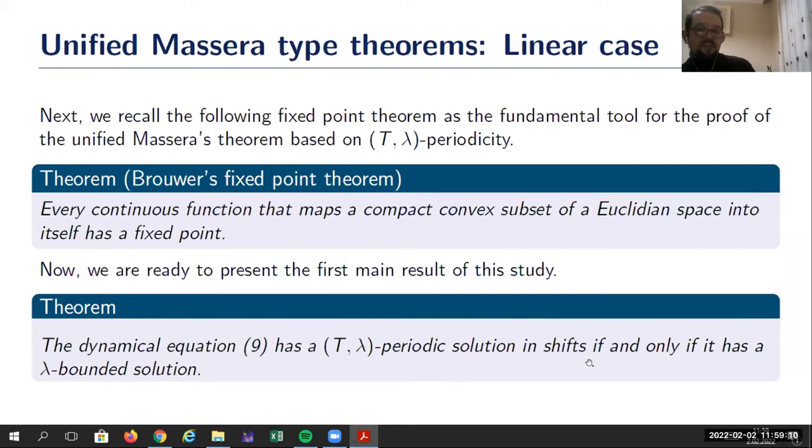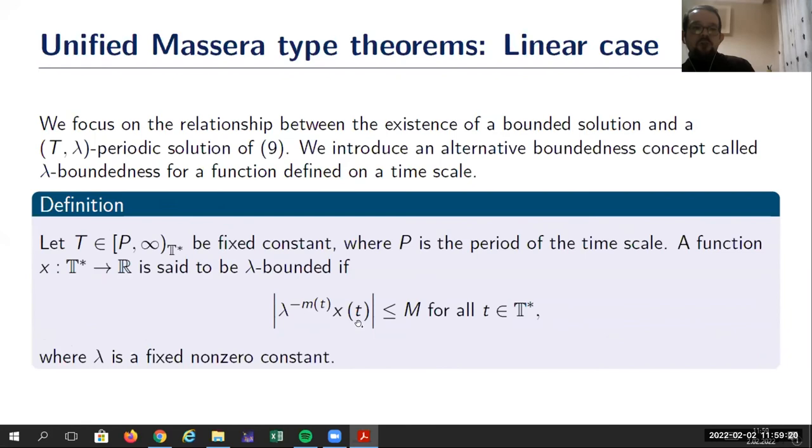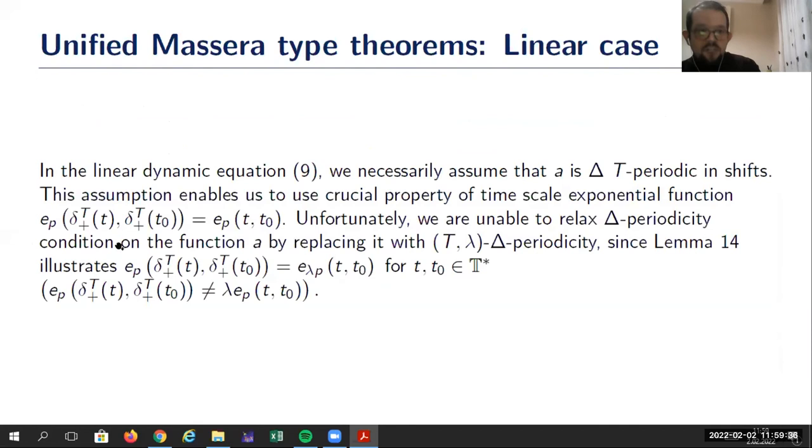Just one remark I have to say, here we had to use P's usual periodic function, we can't choose the function A here or, you know, P, whatever. It must be delta periodic function in shifts. So we can't use relaxed periodicity definition on A because I have to use this periodicity of the exponential function. This is one weak part of this study.